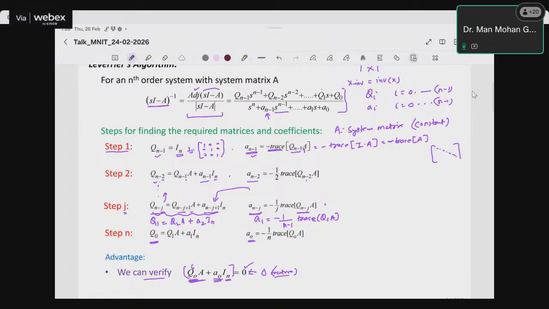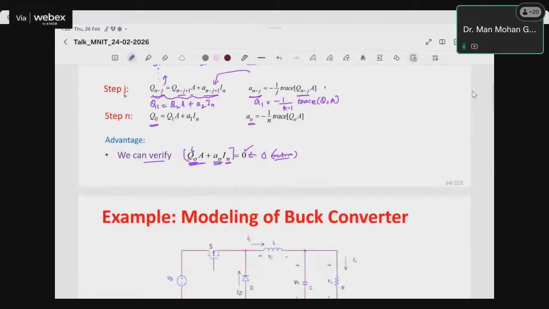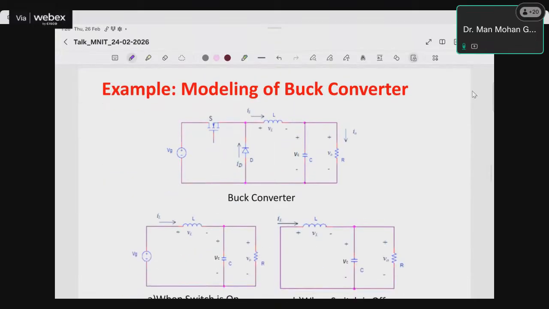So using this algorithm, we can easily find (sI minus A) inverse. Now we will see some examples of a buck converter, how it can be done. Today in our evening lecture, I'll try to show the MATLAB simulation as well, using some codes, how to get the transfer function easily, right? So this is the buck converter.